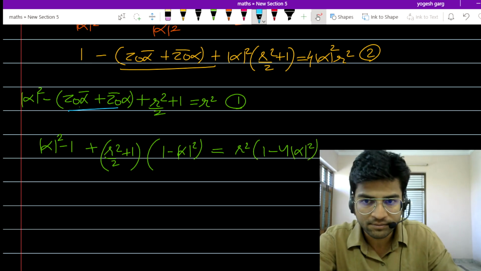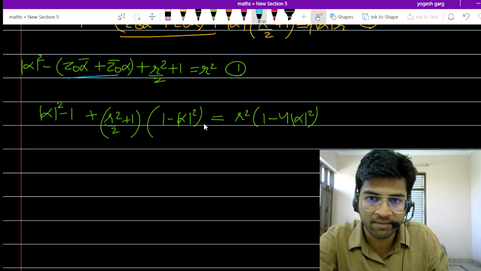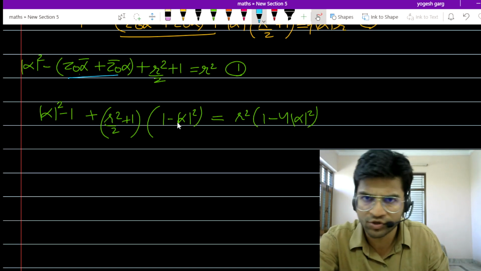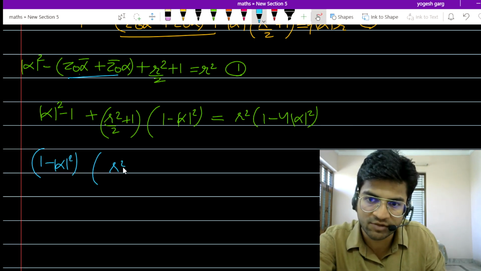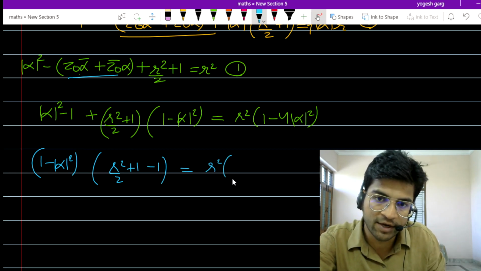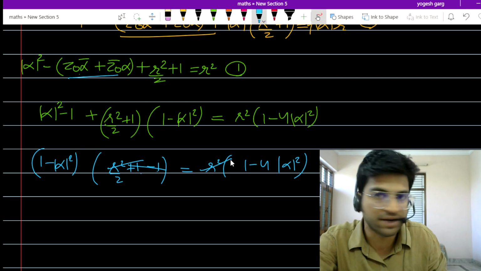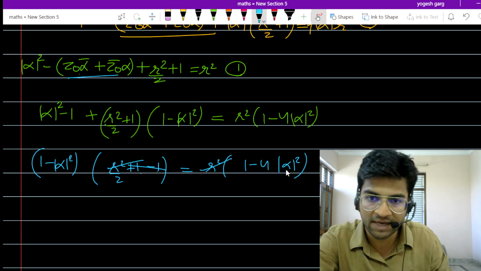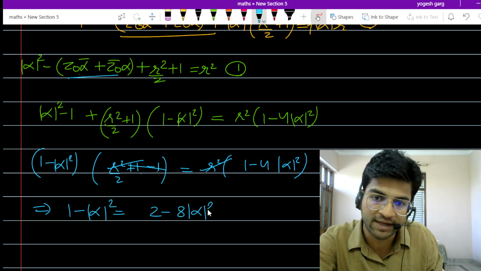Now how to proceed? See what we can do. We can clearly see we can take this common, 1 minus mod alpha square. So we should take this common. So we have r square by 2 plus 1, and this is minus 1, is equal to r square into 1 minus 4 mod alpha square. This plus 1 minus 1 gets eliminated. R square gets eliminated, it cannot be equal to 0. This is 2, multiply by 2 over here. So finally what we have, 1 minus mod alpha square is equal to 2 minus 8 mod alpha square.